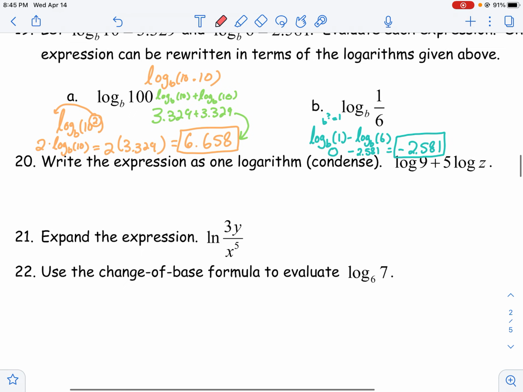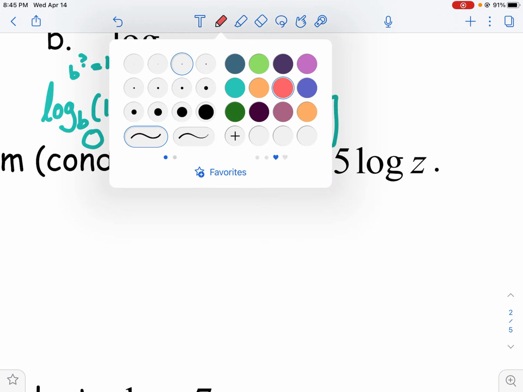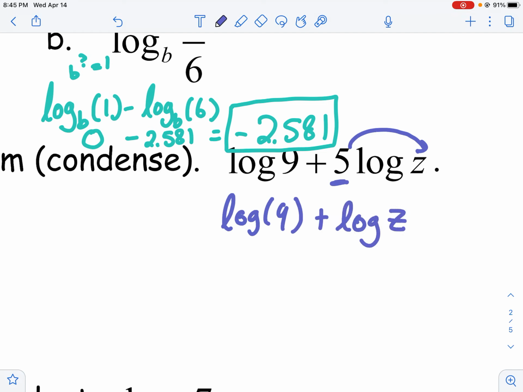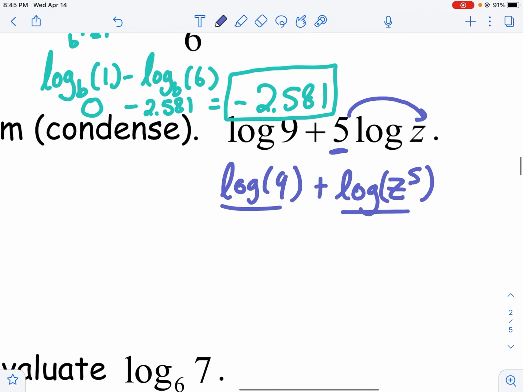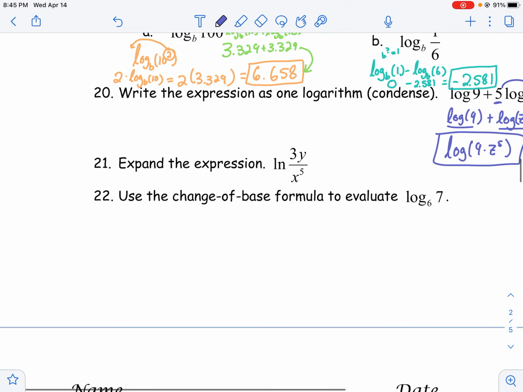Number 20, it says write the expression as one logarithm or condense this logarithm. Remember, whenever you're condensing a logarithm, you need to put up the exponents first. So like this 5 needs to get put up on top of the z before we can combine. So that is log of 9 plus log z raised to the 5th. And now we can combine these two logs because they have the same base. So that's log of 9 multiplied by z to the 5th. And then we're condensed.